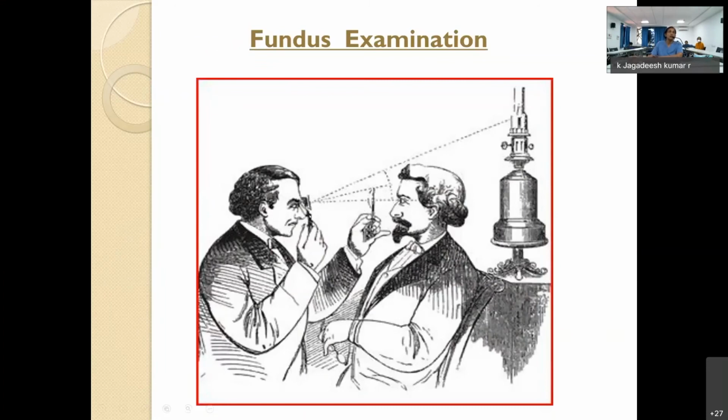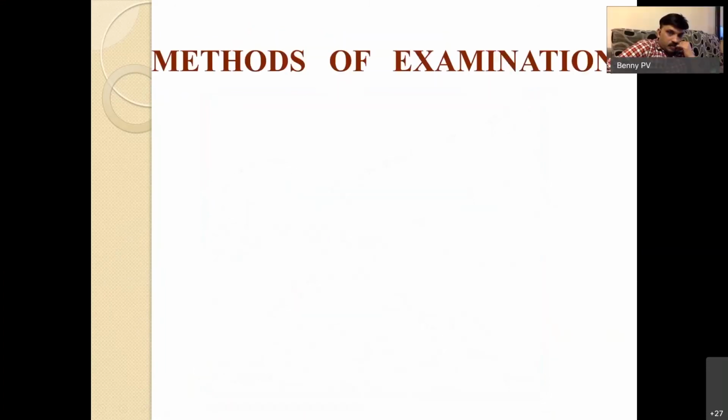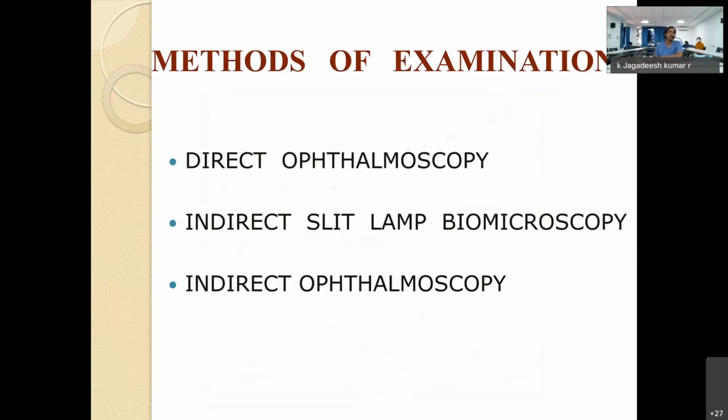But thanks to the recent development, so now what are the different methods of examination? Now that we don't need to really hold a mirror in front of the patient, what are the other methods? One is a direct ophthalmoscopy. The second is an indirect slit lamp biomicroscopy, where we use a slit lamp and a handheld lens to converge the rays and observe the retina. And the third is an indirect ophthalmoscopy.